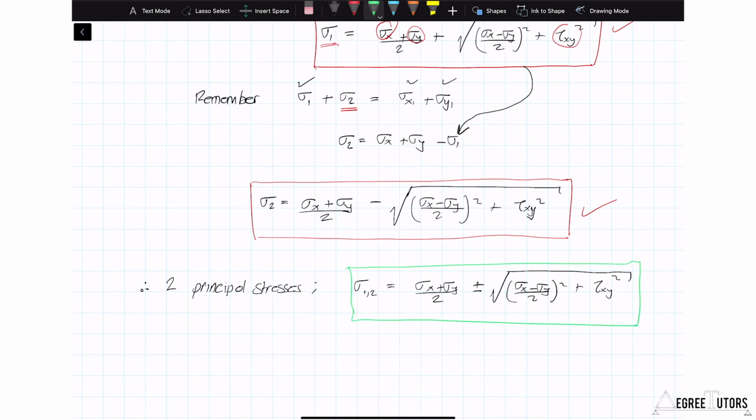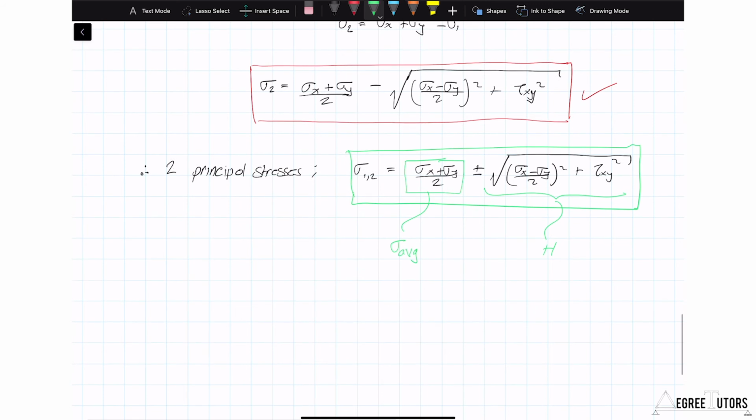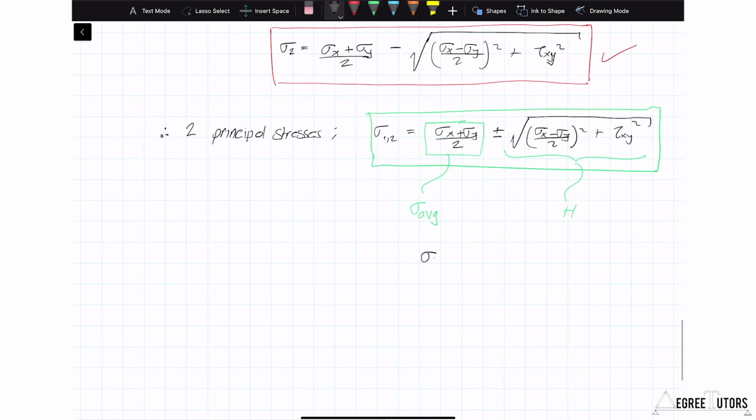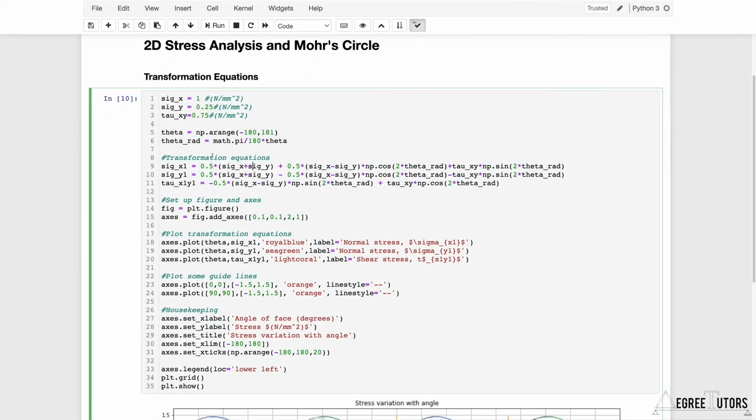So I want to calculate sigma 1 and sigma 2. So I want to calculate this guy, which in my code I'm just going to call sigma average. And then I'm going to want this guy as well, and in my code, I'm just going to call this h. So really what we're going to be able to say here is that sigma 1, 2 is equal to sigma average plus or minus h. All right, so let's implement it.